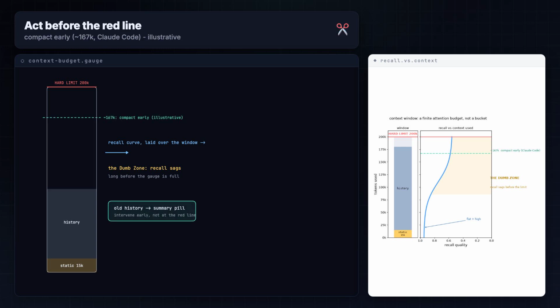So harnesses act before the gauge fills. Claude Code triggers compaction around 167,000 tokens, leaving a buffer. It summarizes old history rather than letting recall rot. The point isn't the exact number, it's that you intervene early, not at the red line.